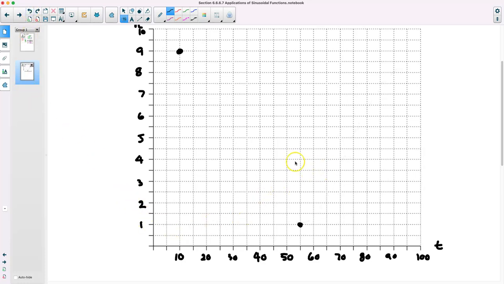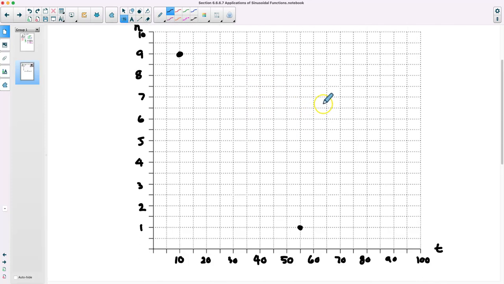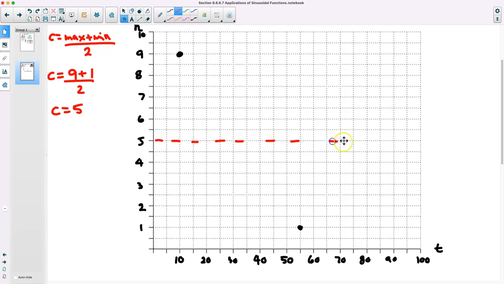Okay, so what we can do first is find where our axis of curve is that splits this. Maybe we can do that just over here. So our C is equal to the max plus min divided by 2. So this is going to be 9 plus 1 divided by 2, which is simply that value of 5. So going across just like this is where we're going to have our axis of curve. That's the first thing that we can determine from the information so far.